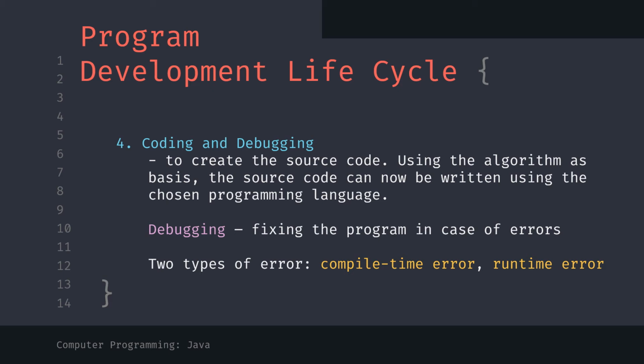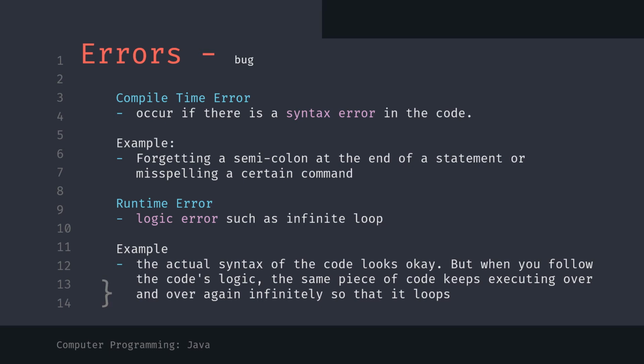There are two types of errors that a programmer will encounter along the way. The first one is compile time error, and the other is runtime error. Compile time errors occur if there is a syntax error in the code. The compiler will detect the error and the program won't even compile. At this point, the programmer is unable to form an executable that a user can run until the error is fixed. Forgetting a semicolon at the end of a statement or misspelling a certain command, for example, is a compile time error.